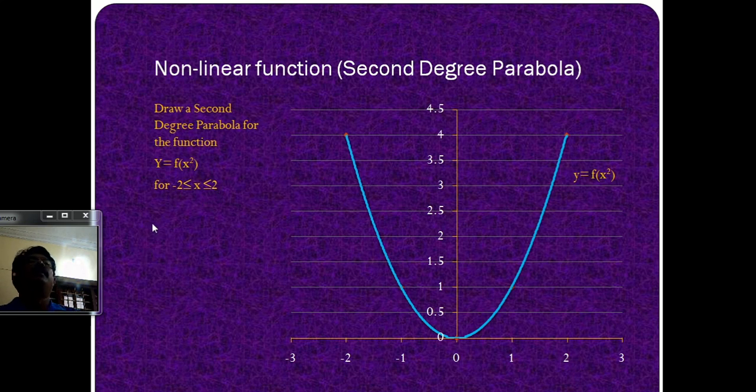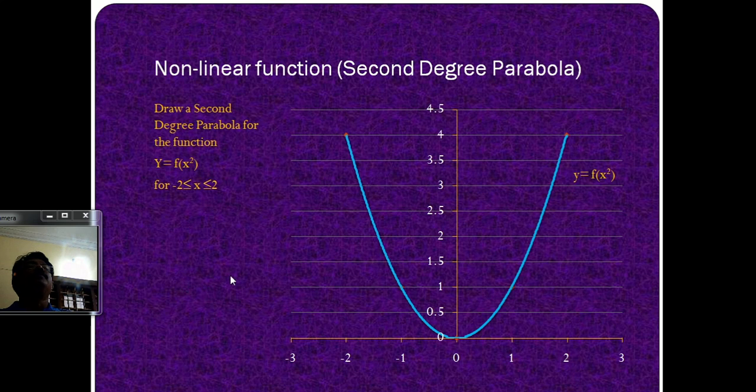So like earlier, first of all you will have to prepare a table. First column is x, second column is y or f of x square. In the first column you will have to notate the values -2, -1, 0, 1, 2. In the second column, f of x square, you will have to find out the square. -2 square 4, -1 square 1, 0 square 0, 1 square 1, 2 square 4. So you are getting the values 4, 1, 0, 1, 4.